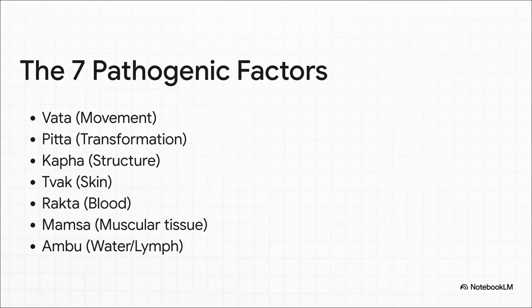But wait, the doshas are only 3 pieces of the puzzle. For a skin condition to actually show up, the text says a total of 7 essential factors all have to be disturbed at the same time. And these 7 factors, this is where you really see the whole holistic picture. On top of the 3 doshas, the text says the skin itself, the blood, the muscle tissue, and the body's water or lymphatic system all have to be involved.